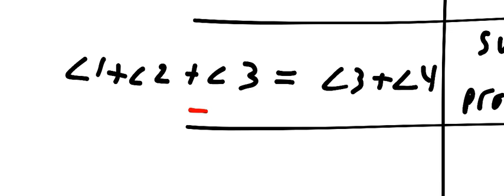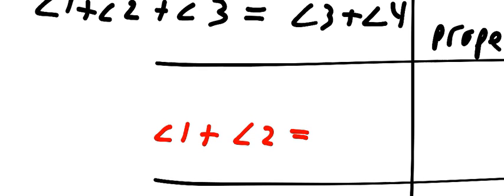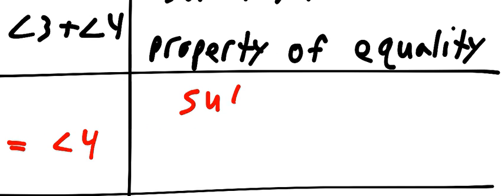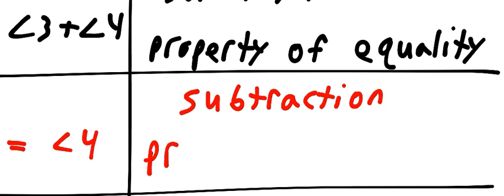And then lastly, kind of like you saw in the vertical angles theorem proof, I see an angle 3 over here, so I can subtract that and subtract that, right? If they're on the same side of the equation, I can subtract them away so that they're no longer there. And when I do that, I'm left with angle 1 plus angle 2 equals, all right, the 3's went away, and so that leaves angle 1 and 2, and then on the other side, angle 4. And that is called the subtraction property of equality.